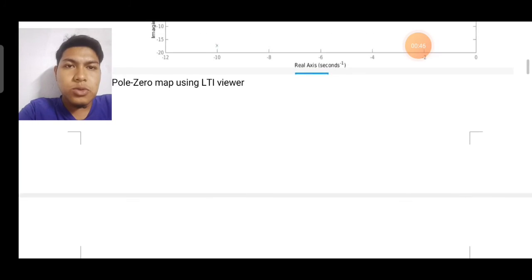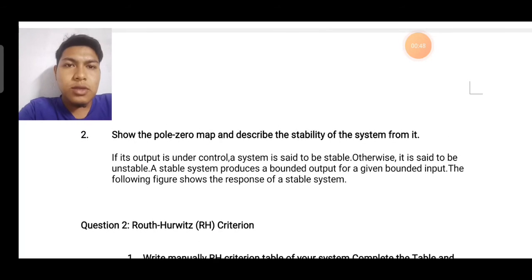Next we go to number 2, show the pole zero map and describe the stability of the system from it. If its output is under control, the system is said to be stable, otherwise it is said to be unstable. A stable system produces a bounded output for a given bounded input. The following figure shows the response of such a stable system. So this is a stable system from the pole zero map.